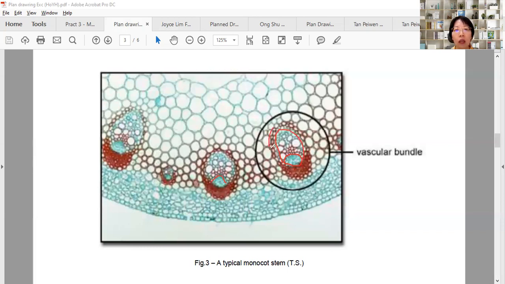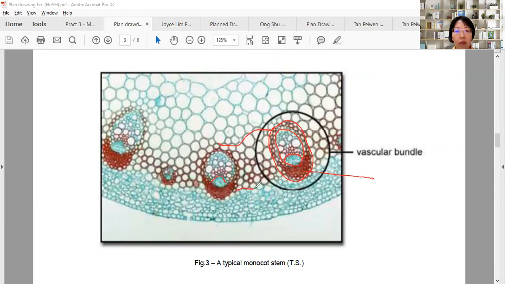Okay, and of course, this whole thing here, you can label this as bundle sheath. Then you can draw this separately. Hang on, this is not correct. This is not correct, maybe. So I will see where the cell wall is thickened.